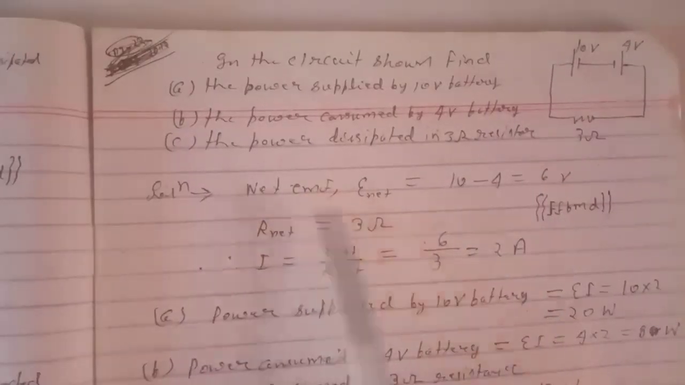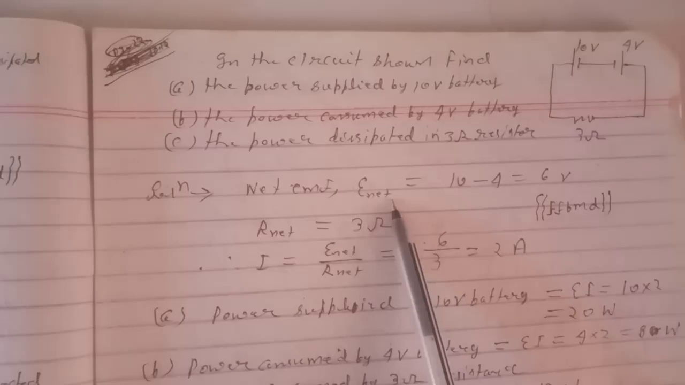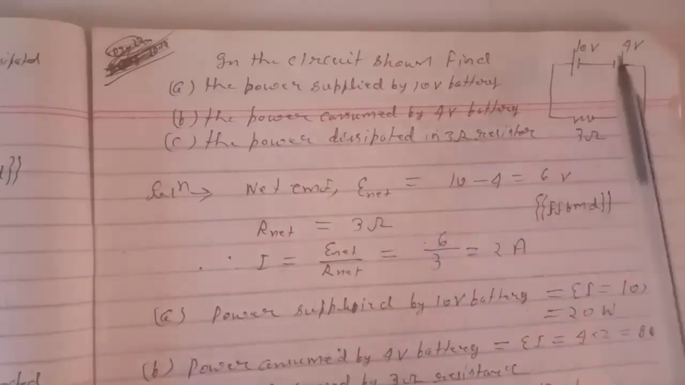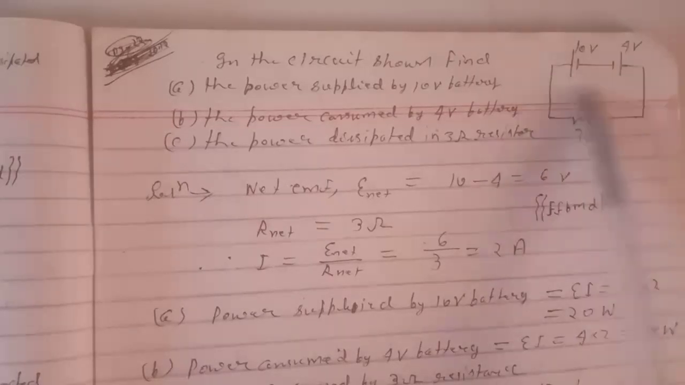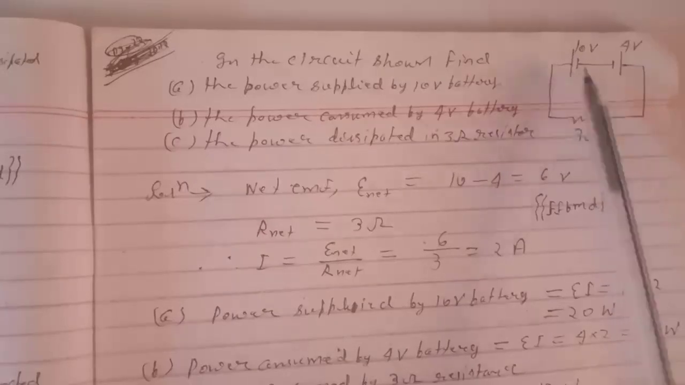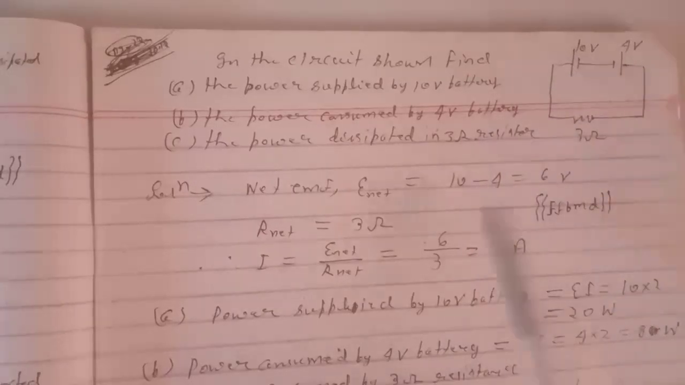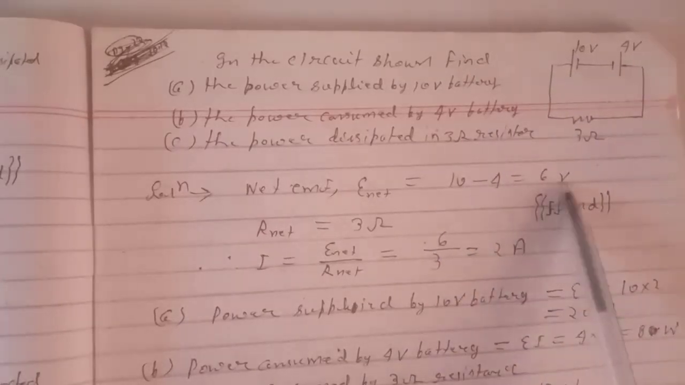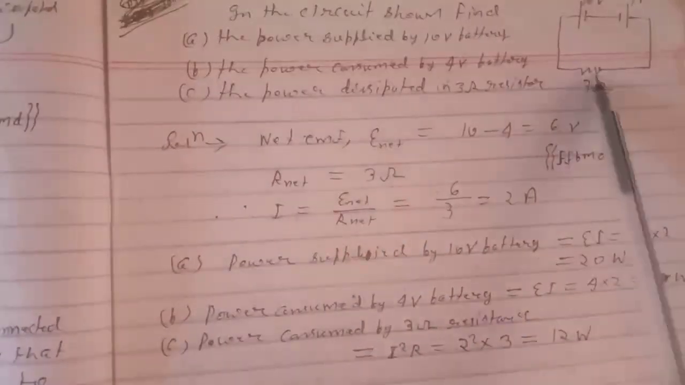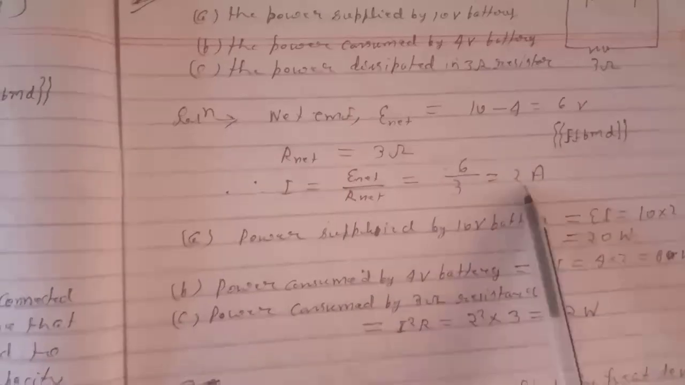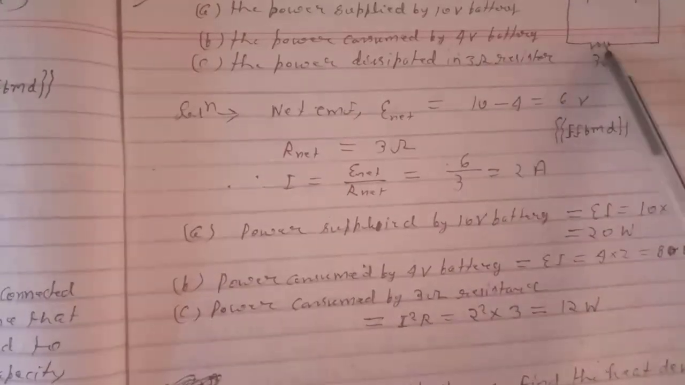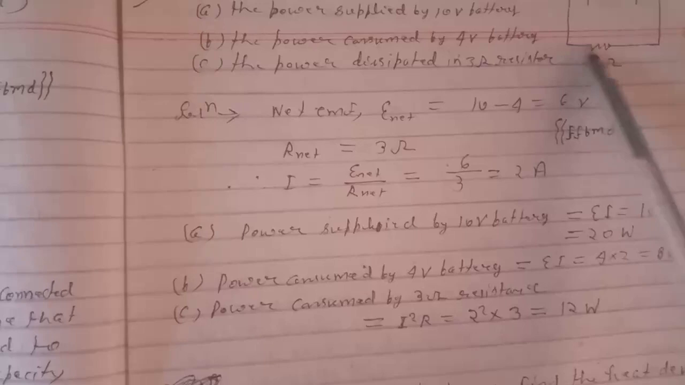Solution: net EMF, E net, equals 10 minus 4, because the cell is connected in the opposite sense, so the net EMF will be the bigger minus the smaller, so 10 minus 4 equals 6 volt, and R net equals 3 ohm. Hence I equals E net by R net, equal to 6 by 3, equal to 2 ampere. So the current in the circuit is 2 ampere.